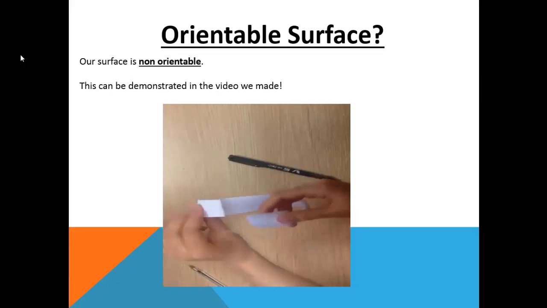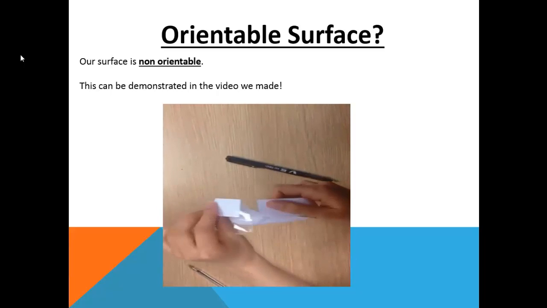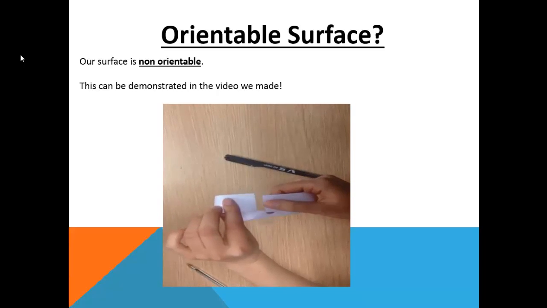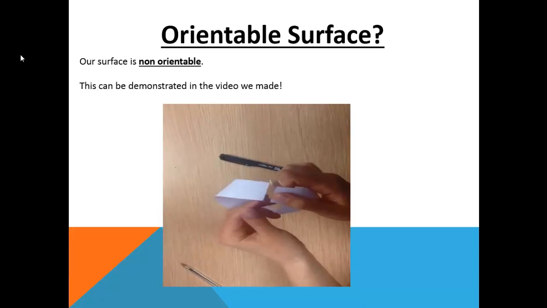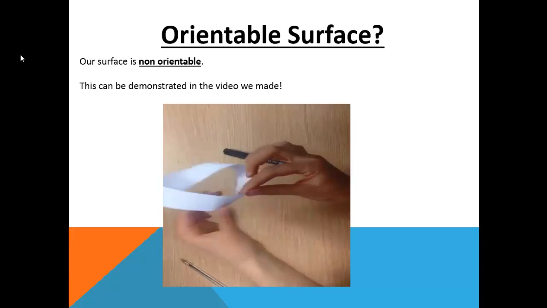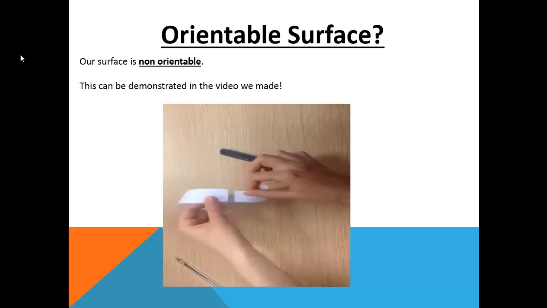Our surface is non-orientable, and an easy way to understand this is using the famous Mobius strip as an example. This is a simple surface that can be created by linking the ends of a strip of paper with a twist in the middle, as shown in the video now.